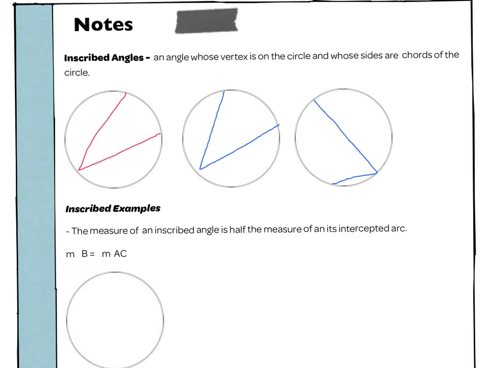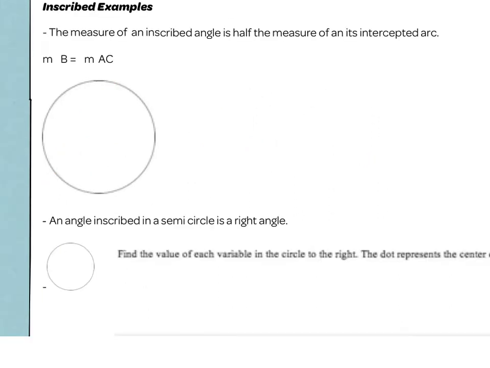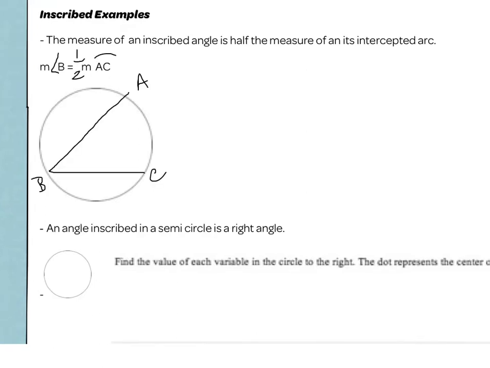So there we have 2 more clear examples. There's a really cool property that comes up as a result of this, which is that the measure of an inscribed angle is half the measure of its intercepted arc. And this is how we write that. So if we think about the measure of angle B, it's going to be equal to 1/2 the measure of this arc over here, which is AC.